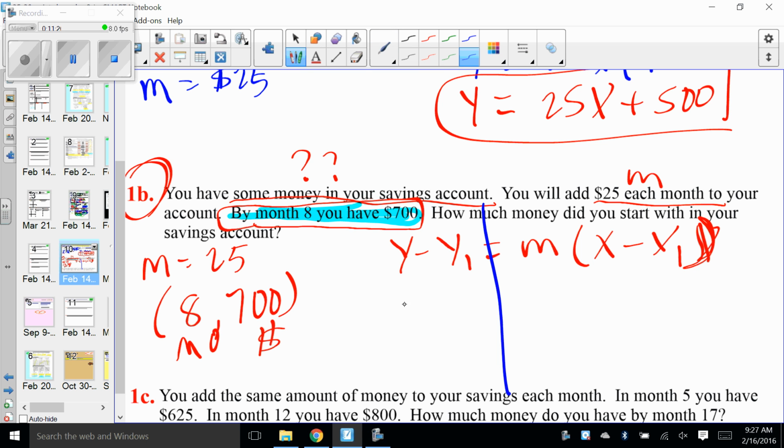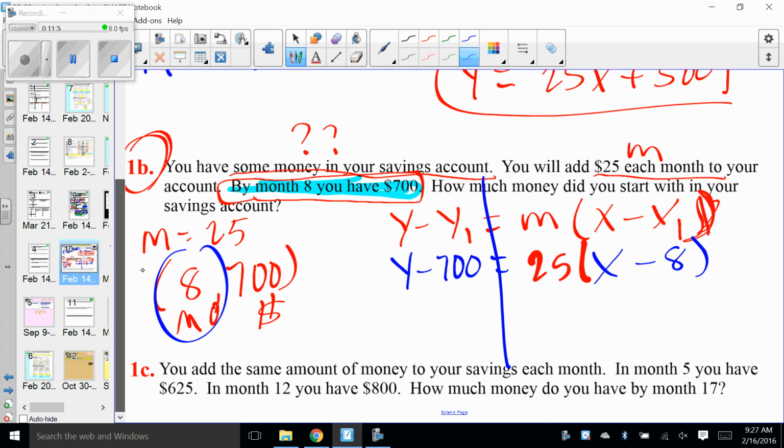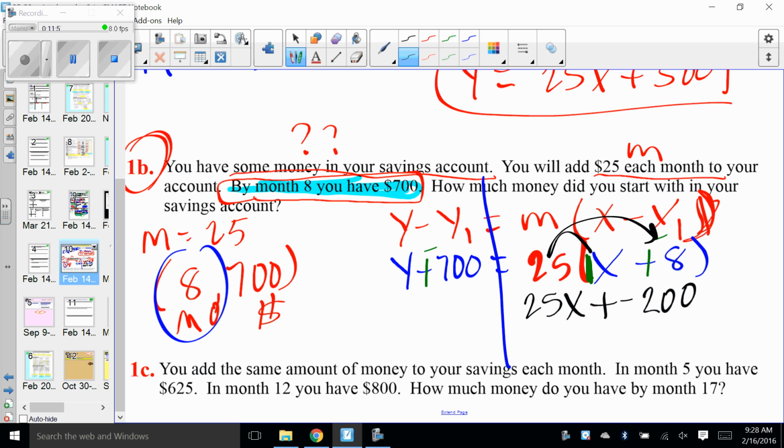All right, substitution kicks in. So we'd say y minus 700 is equal to the slope, 25, and then we have x minus 8. Let's kill that parenthesis now. So I said no, lonely variable, and I said no, distribute. We send it in. We get 25, reattach the x, plus, distribute again. 25 times negative 8 is negative 200.